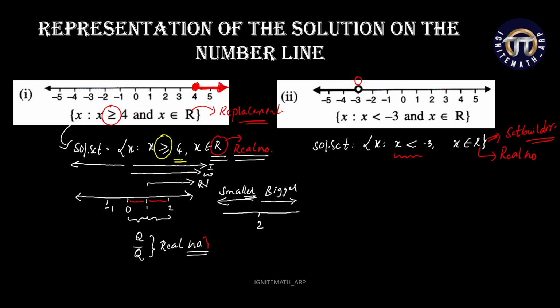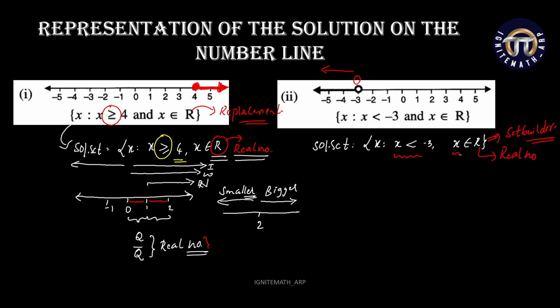Can you tell me why I'm not darkening it? Because it is not smaller than or equal to. If it is smaller than or equal to like this, then I would have darkened this circle which is drawn on minus 3. But here it says just smaller than. That's why I don't darken the circle which is drawn at minus 3. Now smaller than, as I told you, is the left side of minus 3.